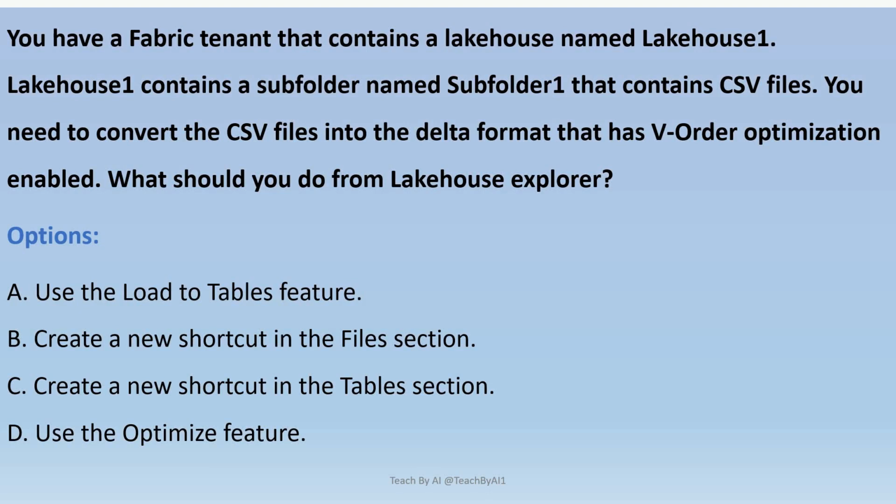Question 5, you have a Fabric tenant that contains a lakehouse named Lakehouse 1. Lakehouse 1 contains a subfolder named Subfolder 1 that contains CSV files. You need to convert the CSV files into the Delta format that has V-order optimization enabled. What should you do from Lakehouse Explorer?